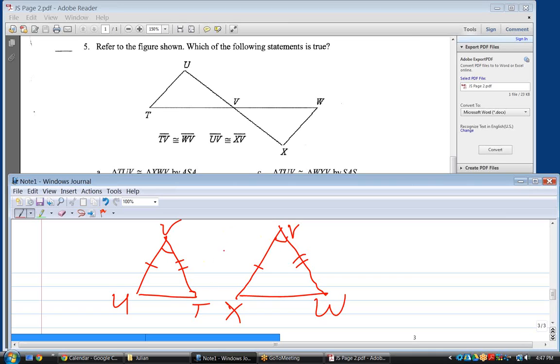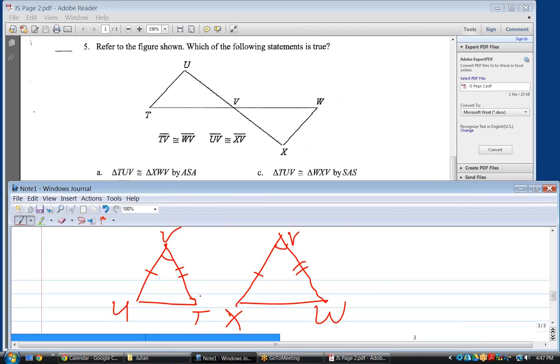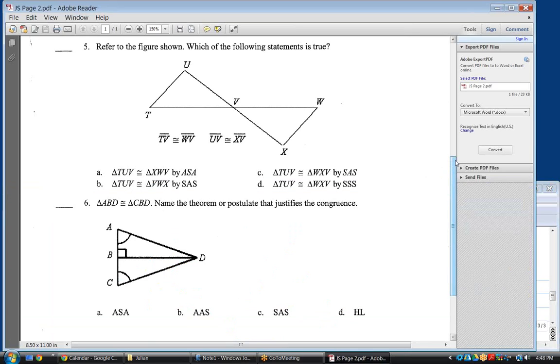In other words, we can start the name of the triangle at any vertex. And what C says is that TUV is congruent to WXV. So we want to start at the same points. And the only way I know is that it says TV, this line here, is equal to WV. And UV is equal to XV. So, alright, so it is C, not B. Okay.